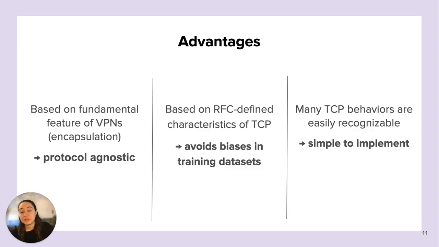There are three key advantages of this approach. The first is that it relies on a fundamental feature of VPNs, which is encapsulation, and so therefore we don't need to fingerprint or account for specific VPN providers or protocols. The second is that the use of RFC-defined characteristics of TCP avoids any biases that might be present in particular data sets used to train ML-based VPN detection systems. And then the third is that many TCP behaviors are easily recognizable even when the packet payloads are encrypted, which means this is simple to implement.